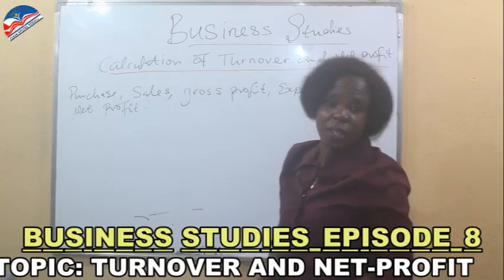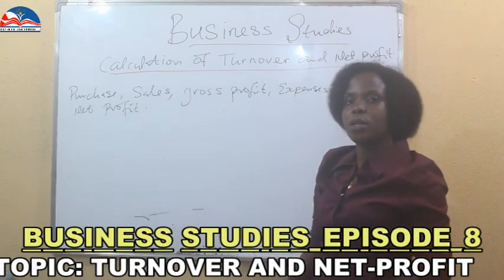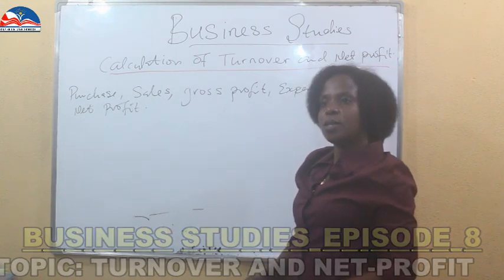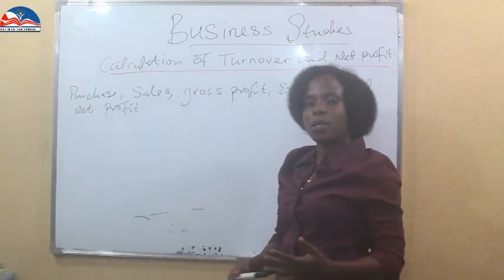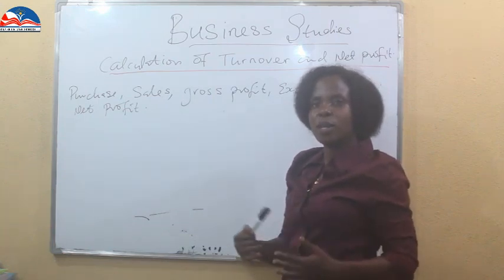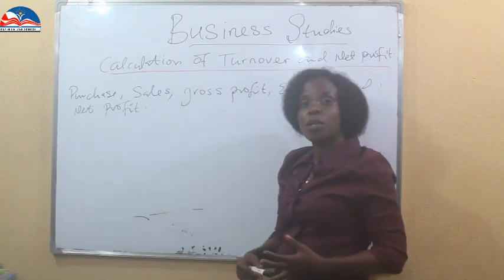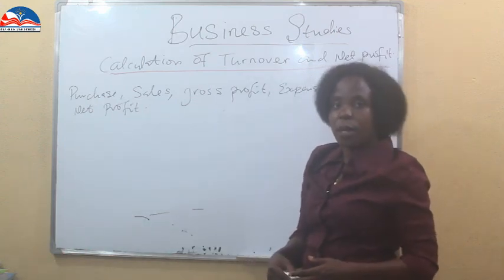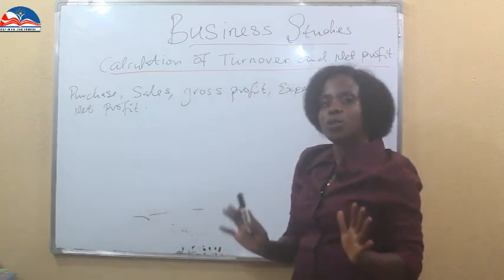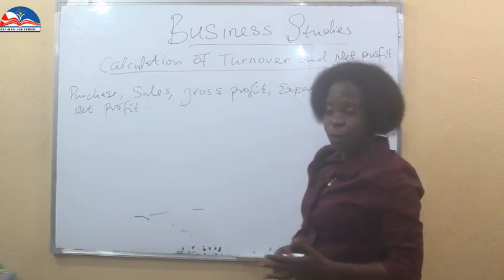is our topic. And in our previous class, we discussed some of the documents we use in transacting business. We talk about buying and selling, and we discuss a few documents, about 7 documents used in buying and selling. Today we are going to concentrate on calculation of turnover and net profits.